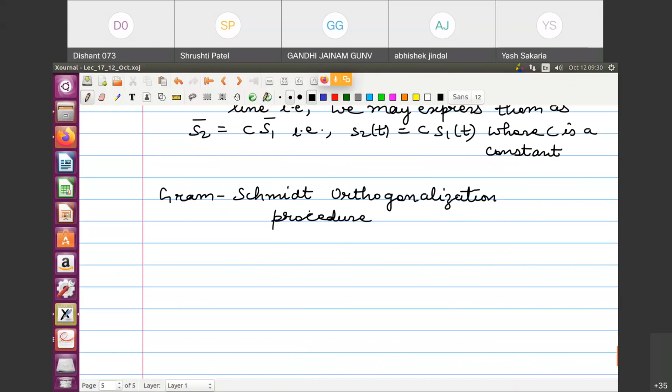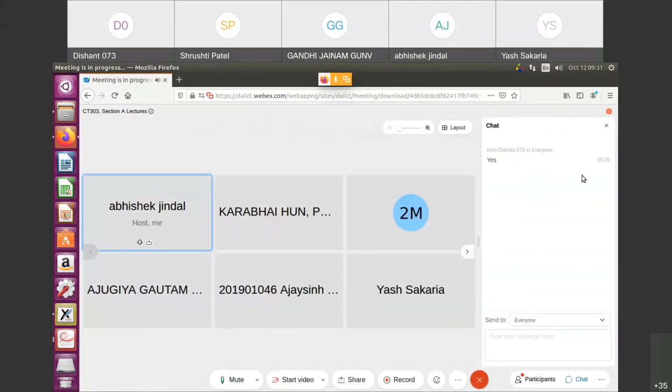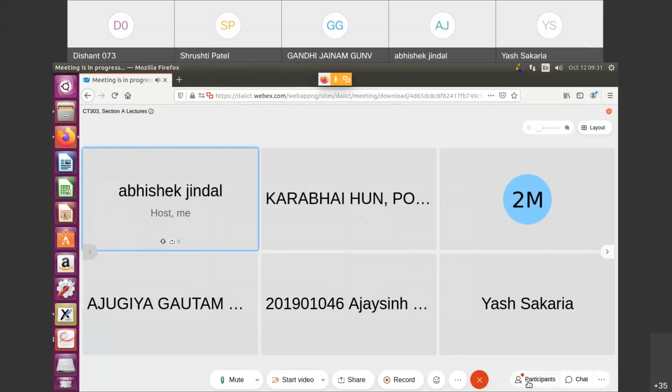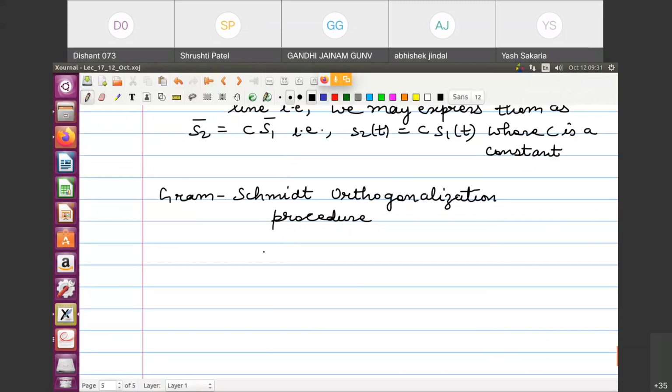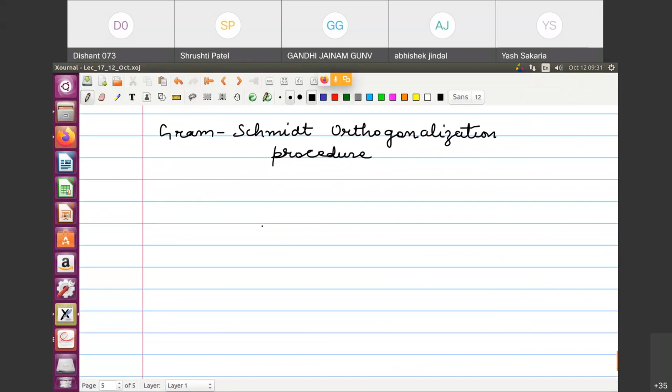So for this, we will study a small concept again from vector space. That is the concept of component of a vector along another. Okay, this is an important concept which we need to study. So we first study component of a vector along another vector.